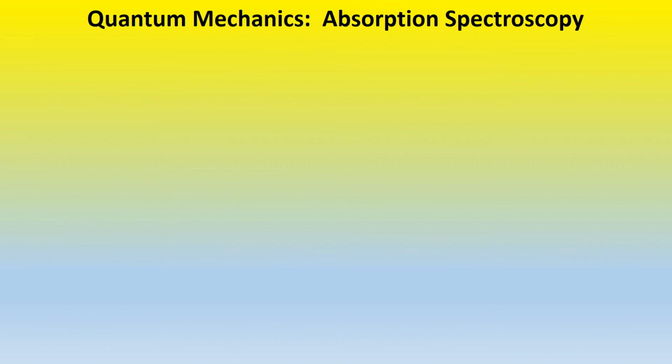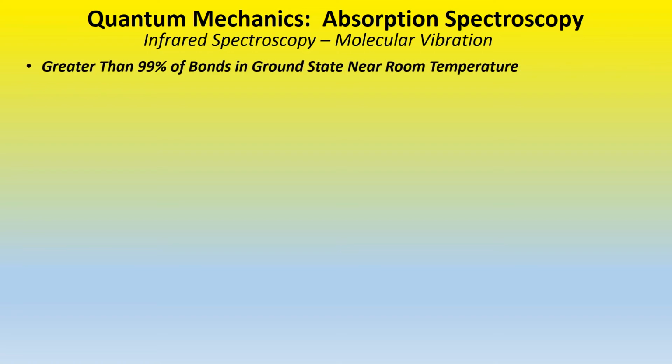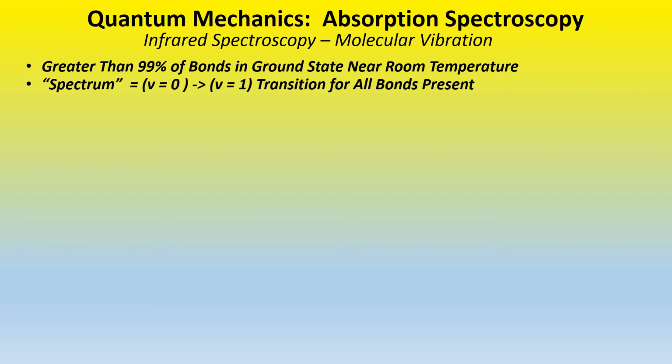Moving up in energy for electromagnetic radiation, we now come to infrared spectroscopy, or the absorption of quantized energy to change the vibrational state of a molecule. First of all, it should be noted that it takes a great deal of energy to change the vibrational state of a molecule, and more than 99% of all bonds in any given molecule are going to be in the ground state at or near room temperature. Therefore, the spectrum that is observed is essentially the V equals 0 to V equals 1 transition for all the bonds present.